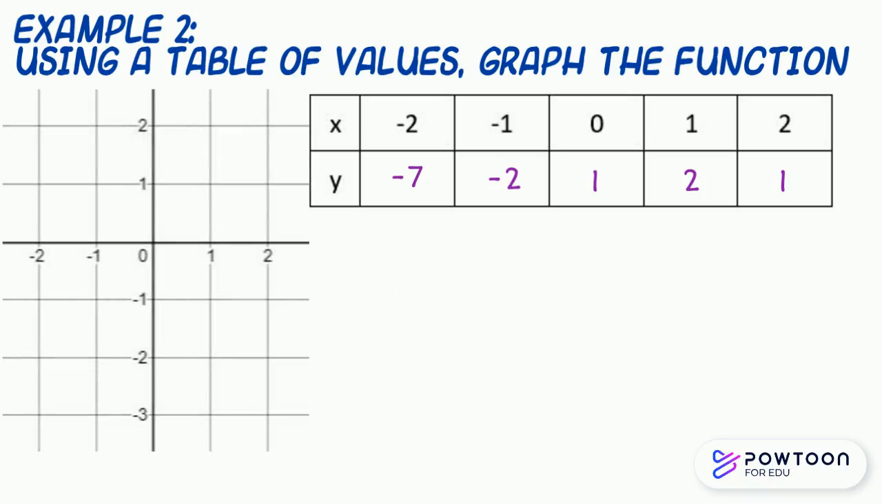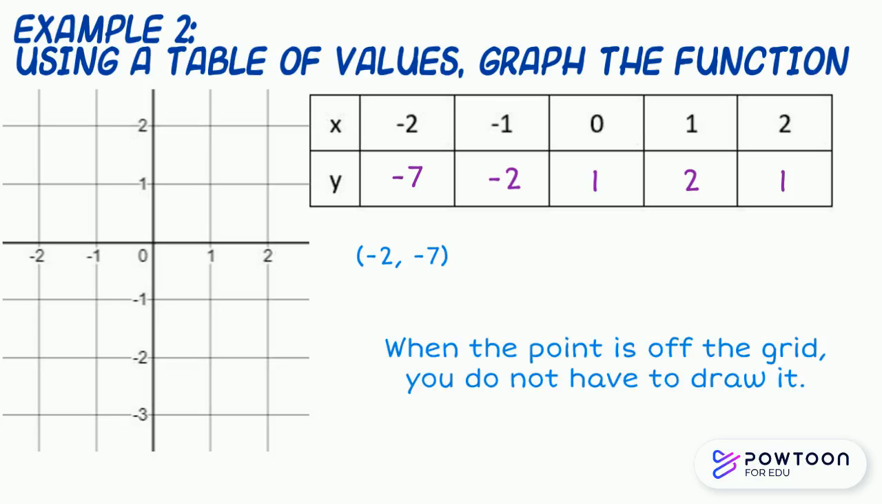To graph it again, we're going to look at the vertical pairs. So the first one is (-2, -7). As you can see, that's actually off the grid, and when we have something off the grid, we don't have to draw it. We'll just move on to the next one. Then you plot all of the points, and you will connect them with a curved line.